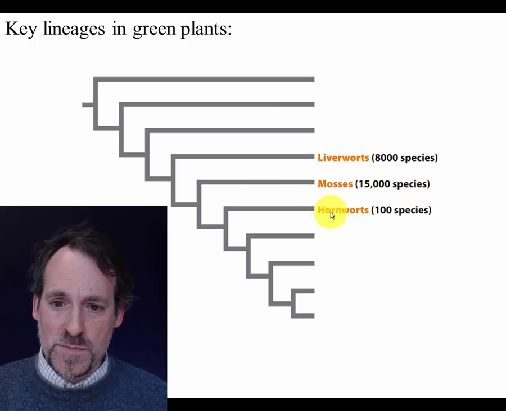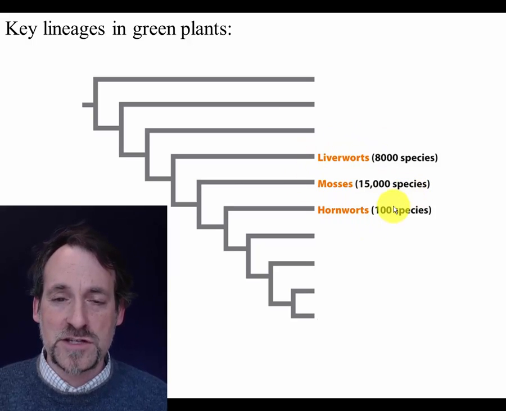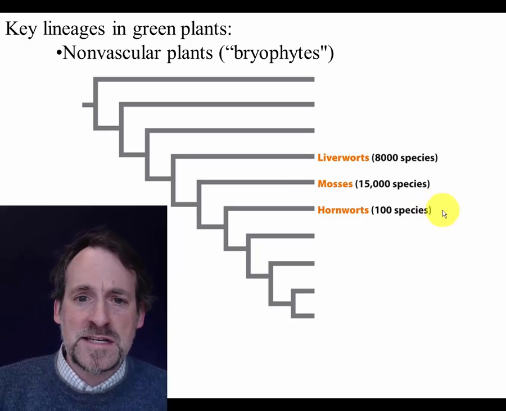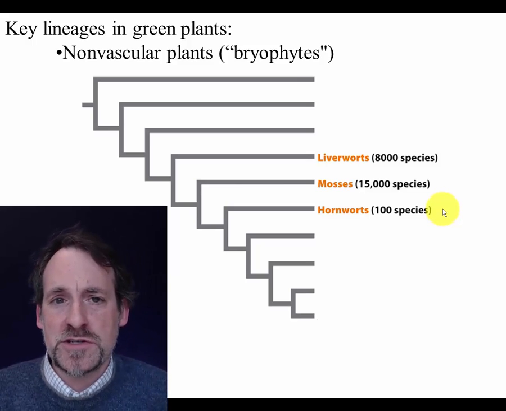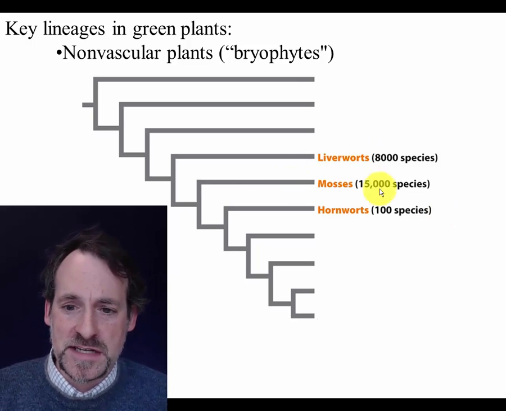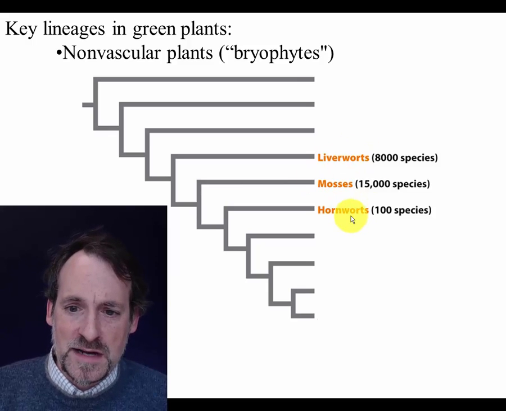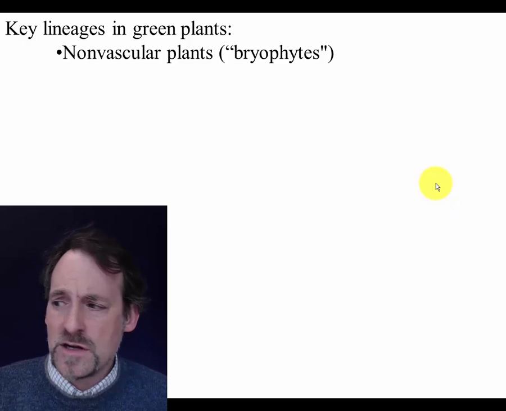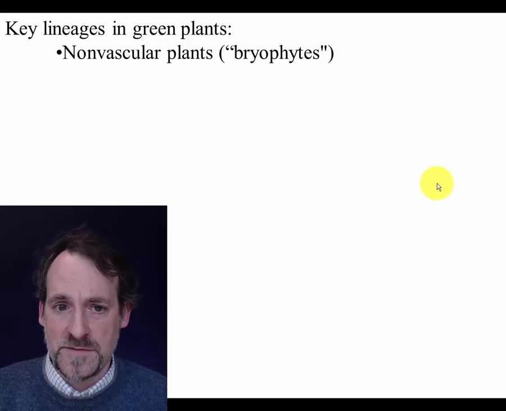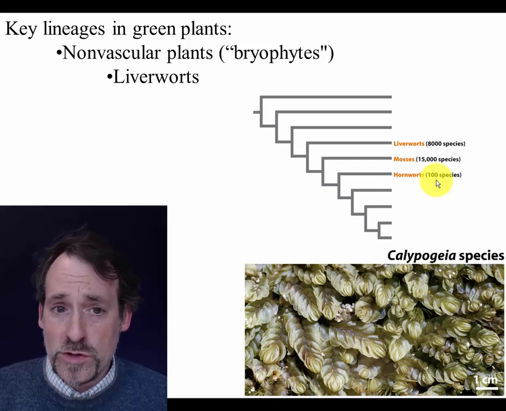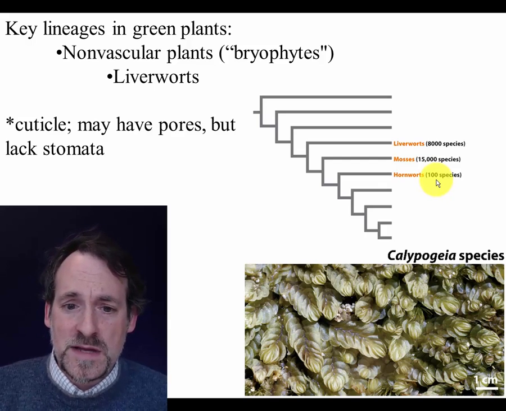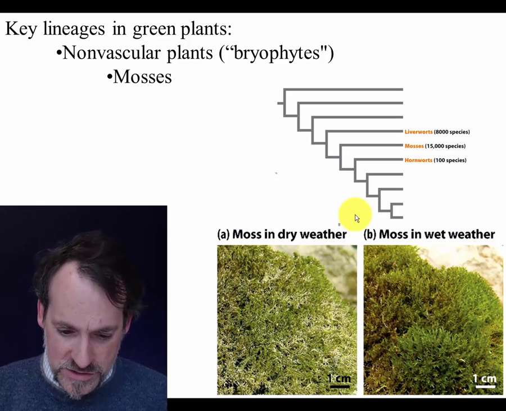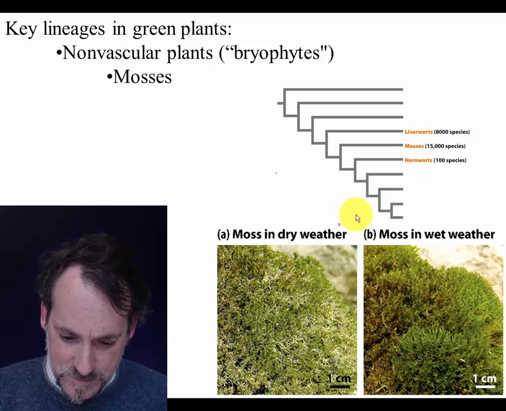So these are the liverworts, mosses, and hornworts. The non-vascular plants, again, not a monophyletic group. Together they are known as the bryophytes, but you'll notice that that term is in scare quotes because, again, this is not an actual clade, and the real bryophytes here are what are called the mosses. There are a couple of groups that you ought to know within the non-vascular plants. One is the liverworts, and again, they have a cuticle, and they may have pores, but they lack stomata. The other group that you ought to know is the mosses.